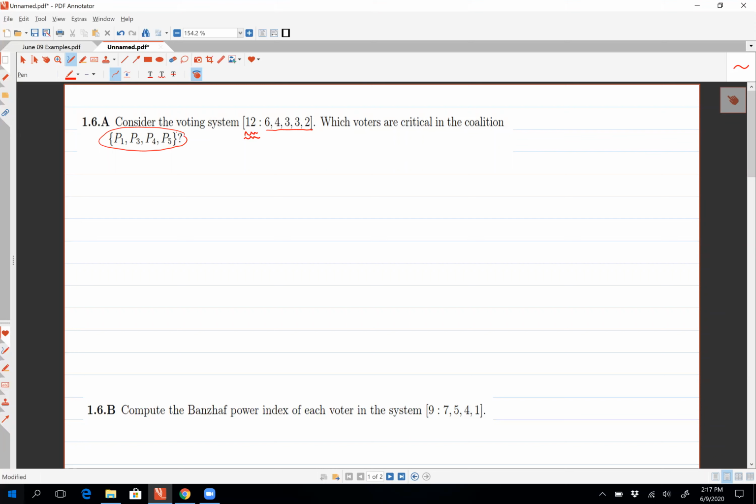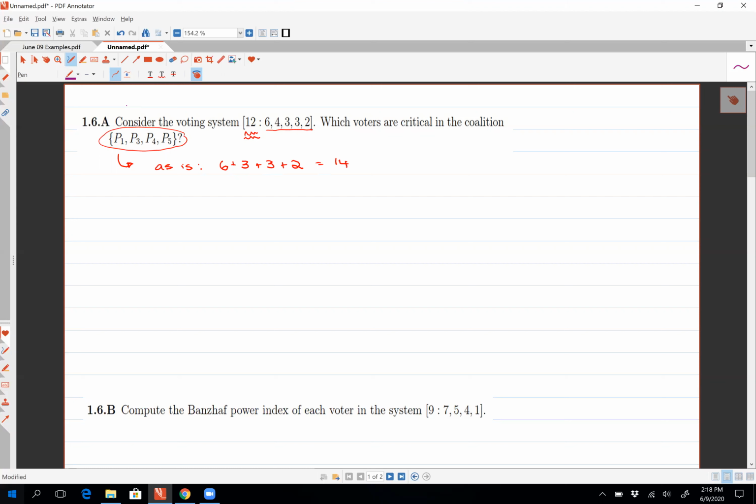Now remember, a critical voter is one where if they were to change their vote from yes to no, then it would change from a winning coalition to a losing coalition. So how many votes does this coalition have as is? Well, voter 1 has weight 6, 3 has weight 3, 4 has weight 3, and 5 has weight 2. So these voters have a weight of 14 combined, which is greater than the quota of 12. So this is a winning coalition.